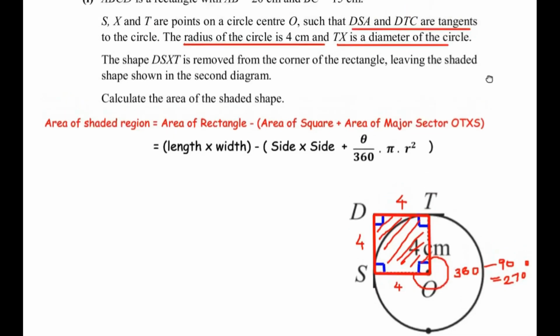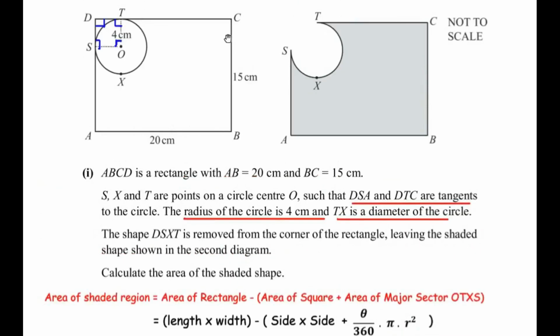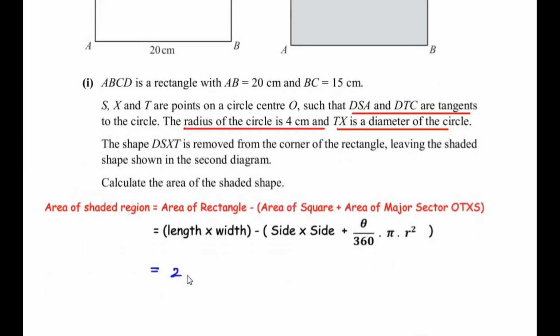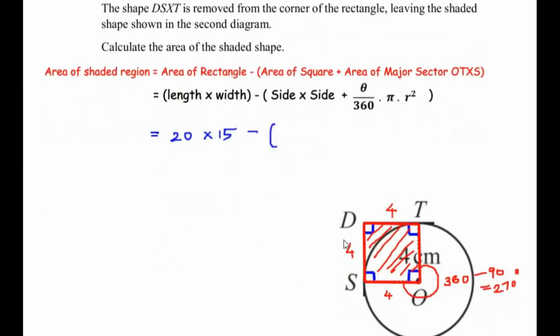Now let us substitute the respective values. Length is 20 and width is 15. So let us substitute here 20 times 15 minus... Now the side of the square, we had got it as 4 and 4. So 4 times 4 plus theta over 360. That is, theta of the major sector is 270. So 270 degrees divided by 360 degrees times pi times the radius of the sector, 4 squared.